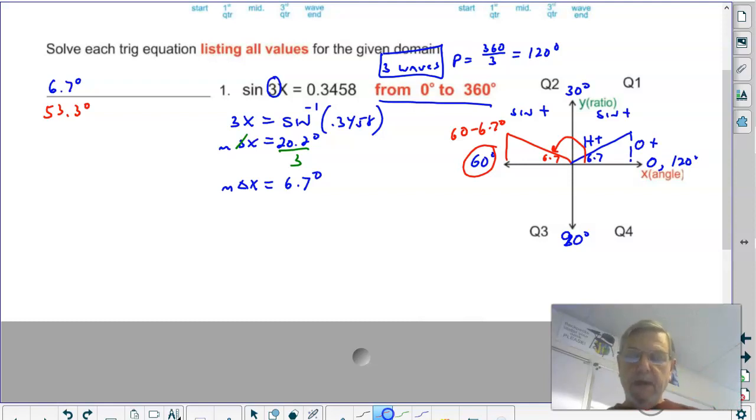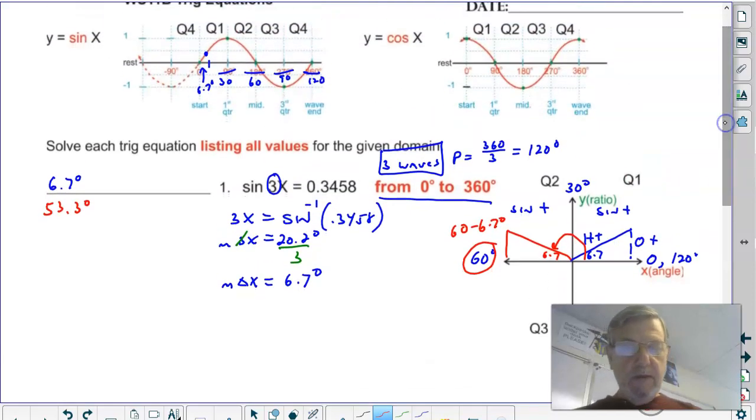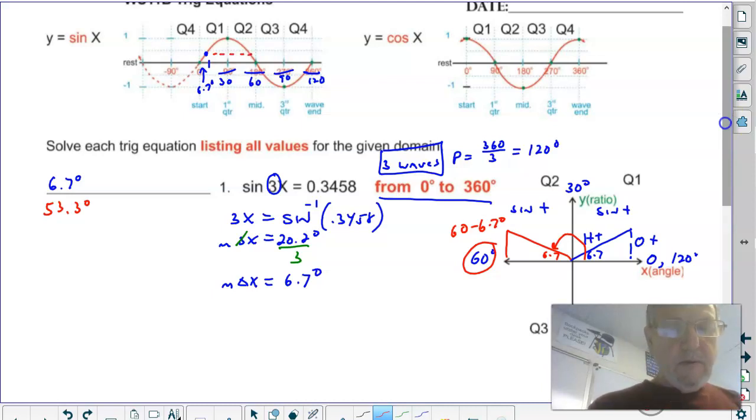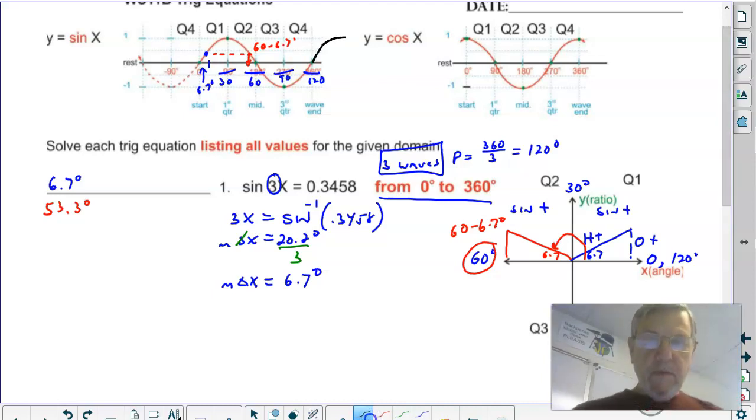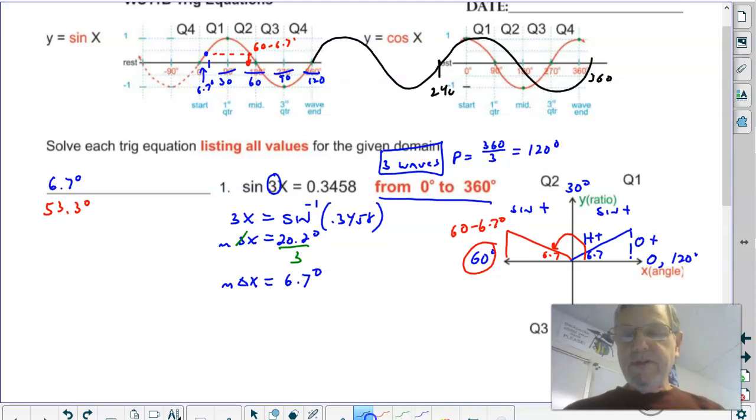So there are two values, main values. Now, here's the other thing that's involved. We have coterminal angles. So let me show you over here where we're at. So the 53.3 was this value right here, right? Right here, which was the 60 minus the 6.7. But here's the thing. The wave goes another 120, right? Which would make this at 240. And the wave goes another 120, which would put us at 360. So let me show it this way. Here's the 6.7.